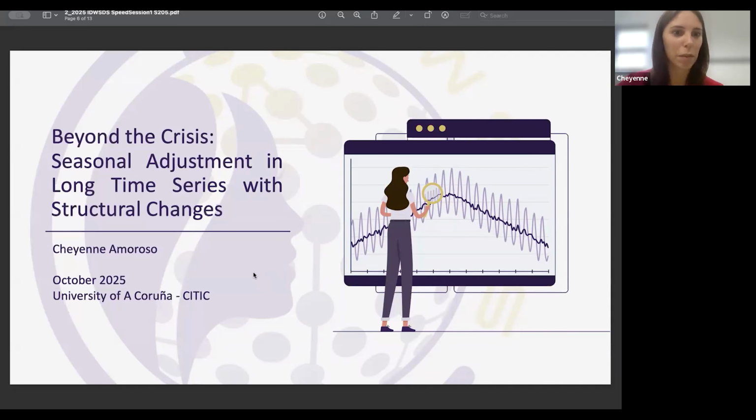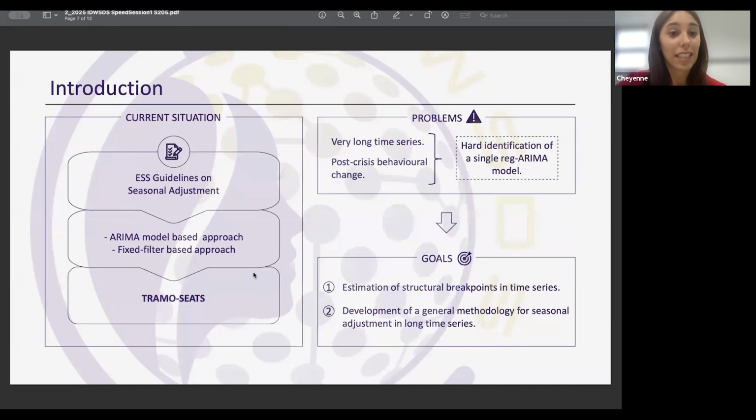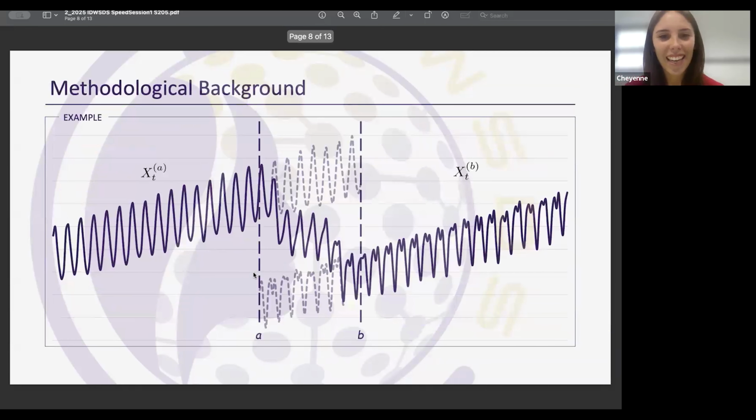Next slide, please. Next slide, sorry. The previous slide.